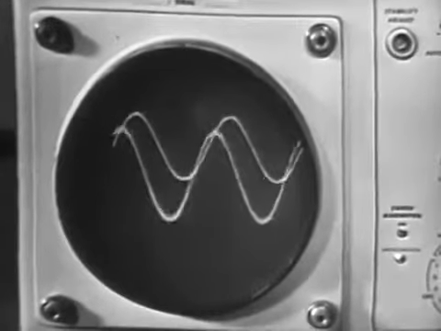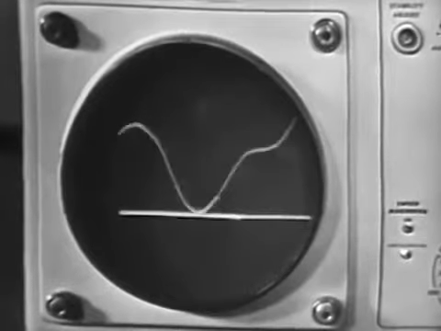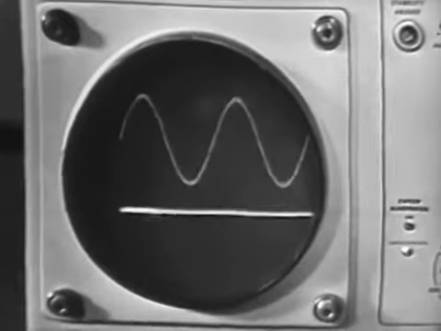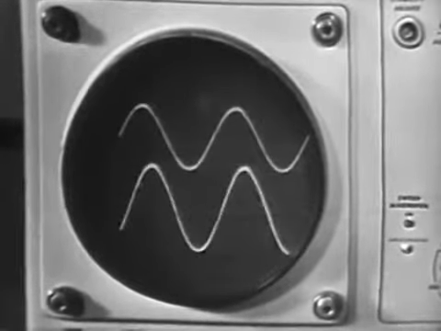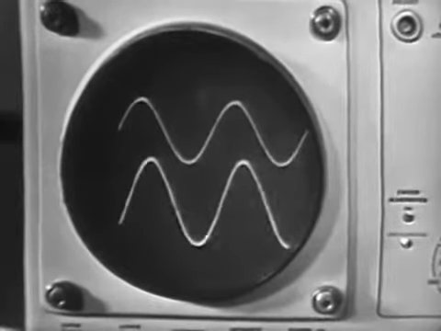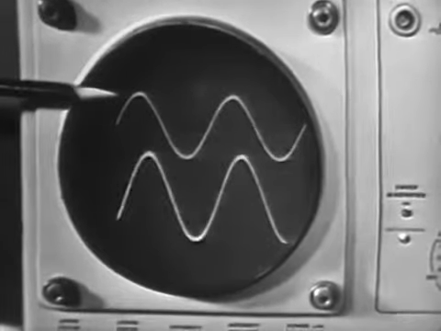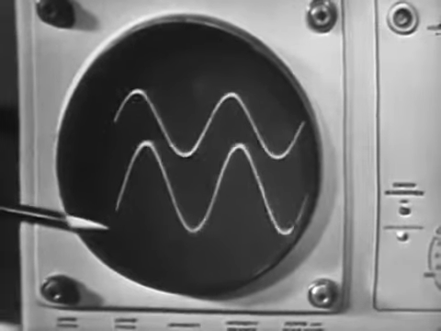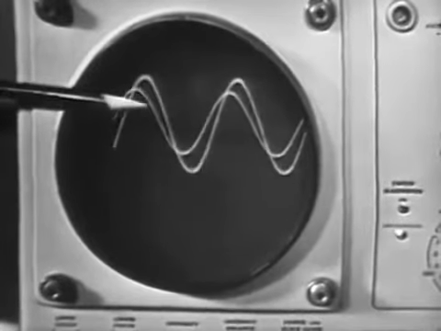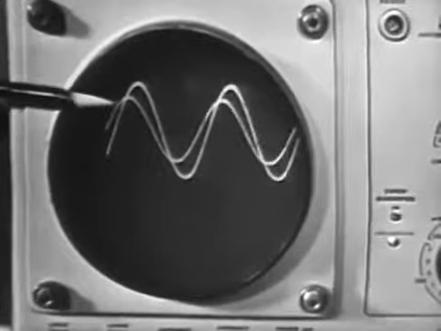If we change our leads quickly, we can also compare the voltage across the inductor with the voltage applied. Remember now, the voltage across the inductor should be leading the voltage applied. Okay, below again the voltage applied and above the voltage across the inductor. To check the relative amplitude quickly, we move the waveform up. Notice again, voltage applied is greater than the voltage across the inductor.